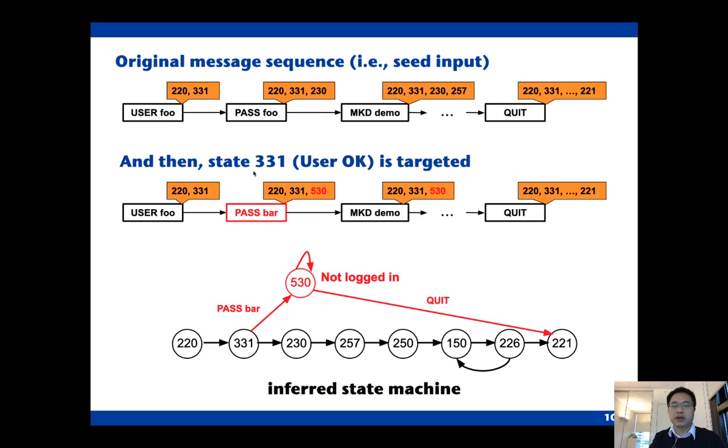It will generate a variation of the original message sequence in which the password is mutated and becomes invalid. When the new message sequence is sent to the server, it covers new code and a new state, so it will be retained. And for further fuzzing rounds, it will be mutated. And the state machine will be updated. We can see the new node is added and also new transitions are added here.